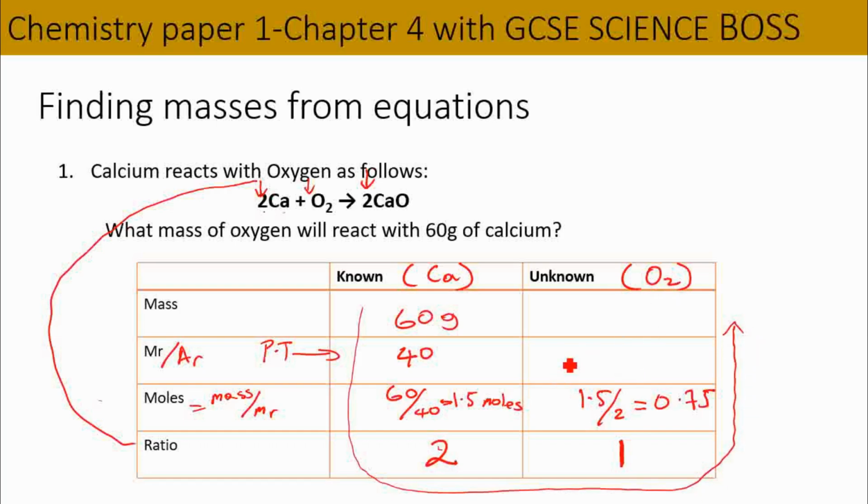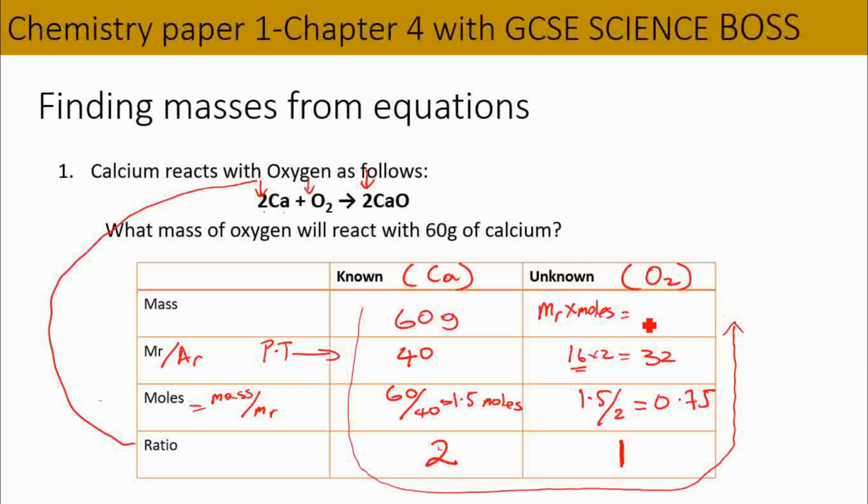What's the Mr for oxygen? That's going to be 16 times 2, getting that 16 from the periodic table. Good, so that's giving me 32. And then how do we work out mass? Mass is equal to Mr times by moles, which we now both have.